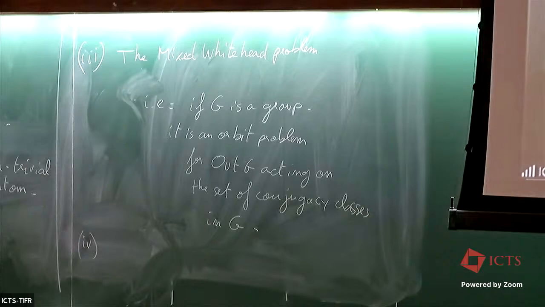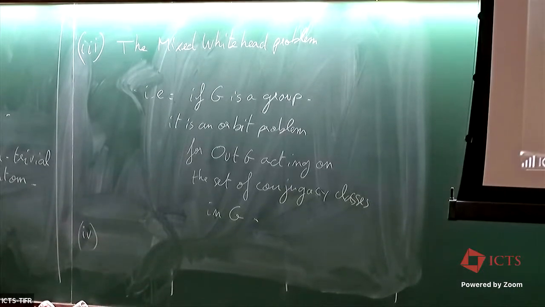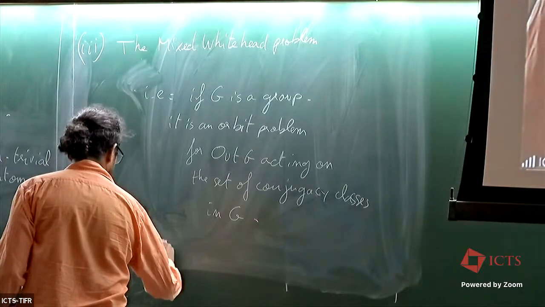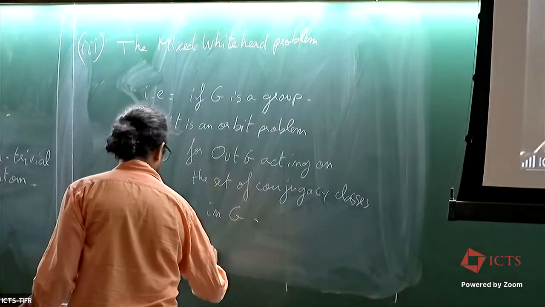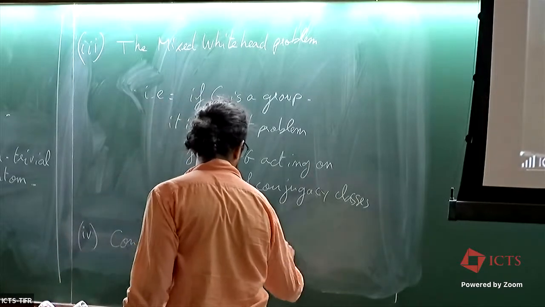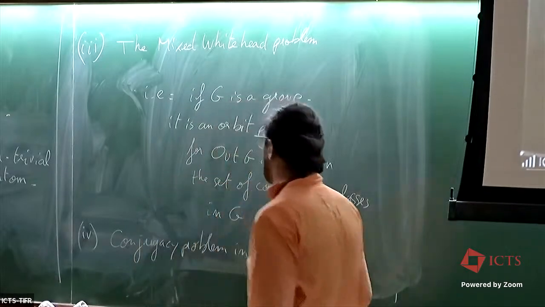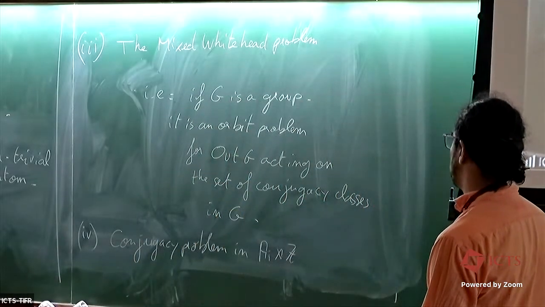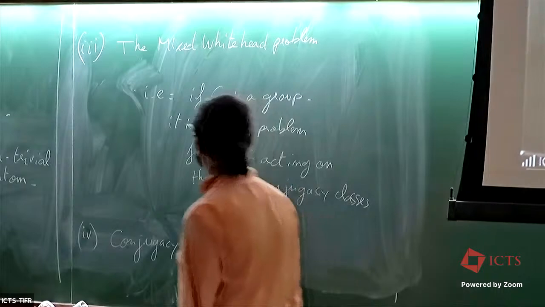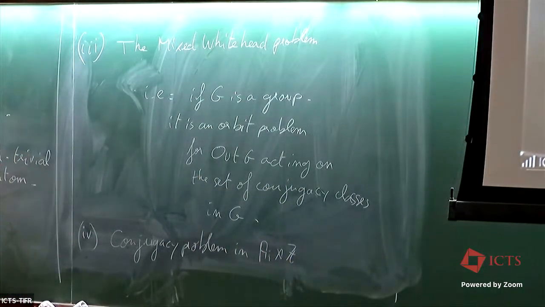Four will be the conjugacy problem inside these groups. Should have put that before the mixed weighted problem because it's just the conjugacy problem, you know what it is. This is more involved, it involves automorphisms.